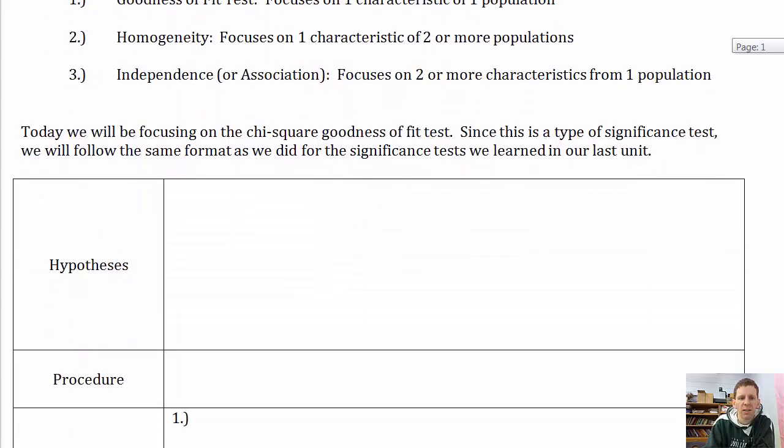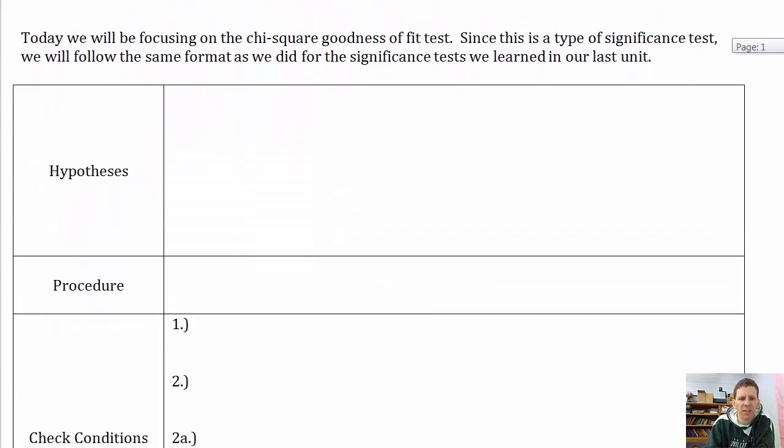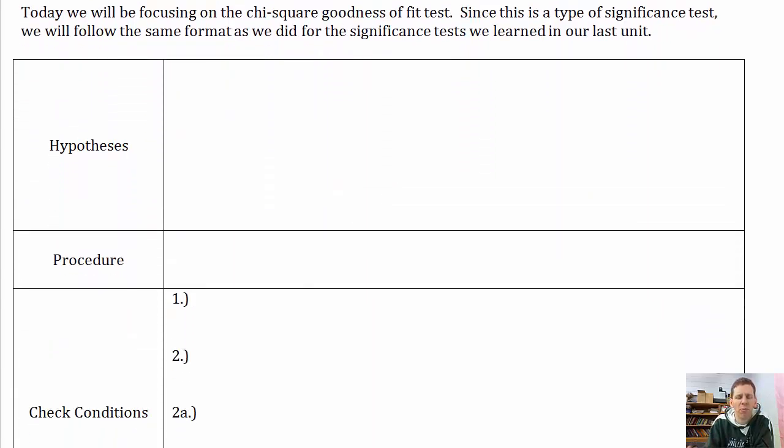to cover today. This test is called a goodness of fit test, and it follows the same type of format that we use for significance tests that we learned in our last unit. First of all, the hypotheses for this type of test can appear in a couple different formats. The null hypothesis, because we're going to be working with multiple proportions, may appear to look something like this.